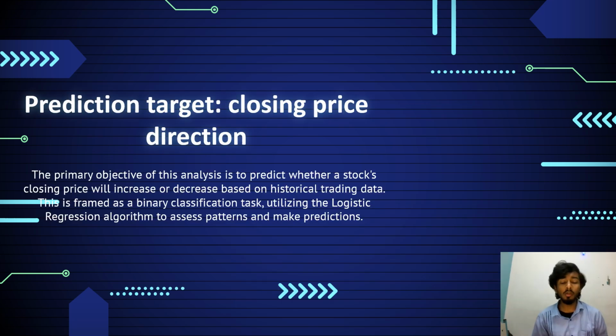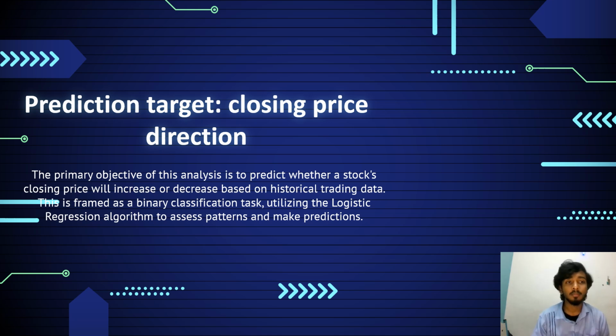Thank you. Hello everyone, myself Bachani. I will continue with prediction target: closing price direction. The primary objective of this analysis is to predict whether a stock closing price will increase or decrease based on historical trading data. This is framed as a binary classification task utilizing the logistic regression algorithm to assess patterns and make predictions.